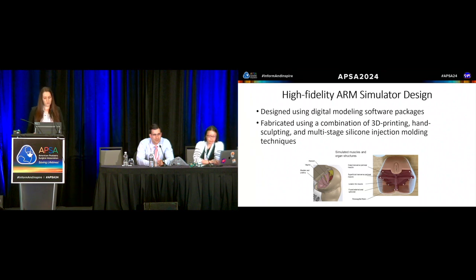I did bring one of the simulators with me, and my colleague is going to pass it around the room for anyone who's interested to take a look.